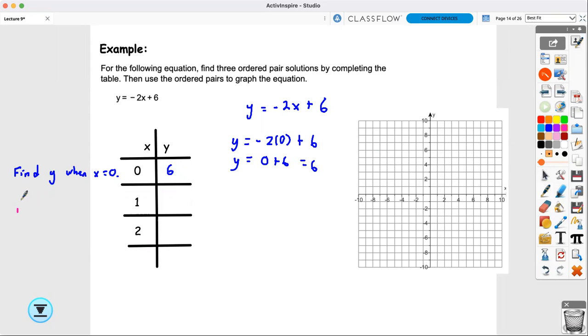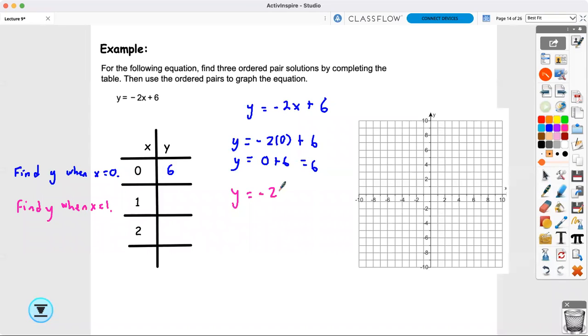For the second row, we still find y like we established earlier, but this time when x is equal to 1. We plug it in and get y equals -2 times (1) plus 6. -2 times 1 is -2, bring down the plus 6. -2 plus 6 is 4. So y is equal to 4 when x is 1.